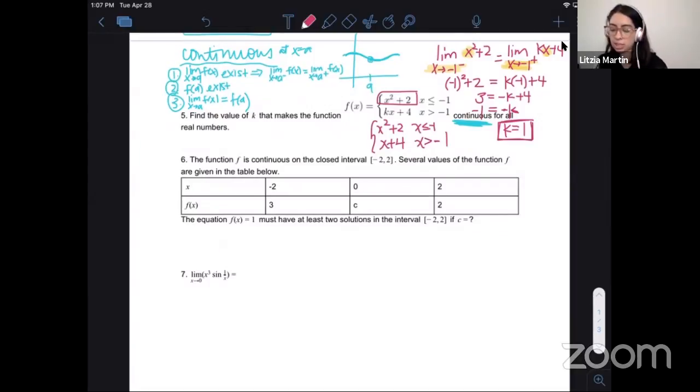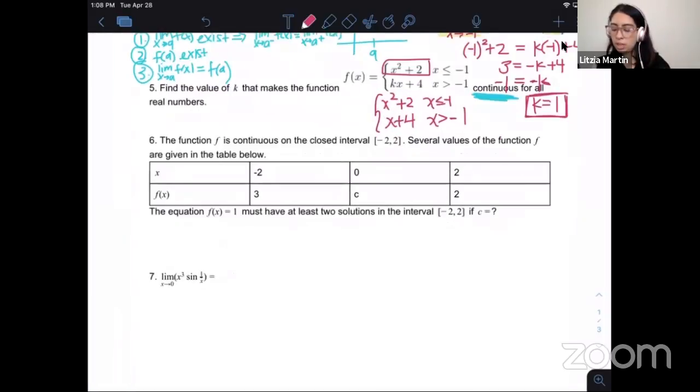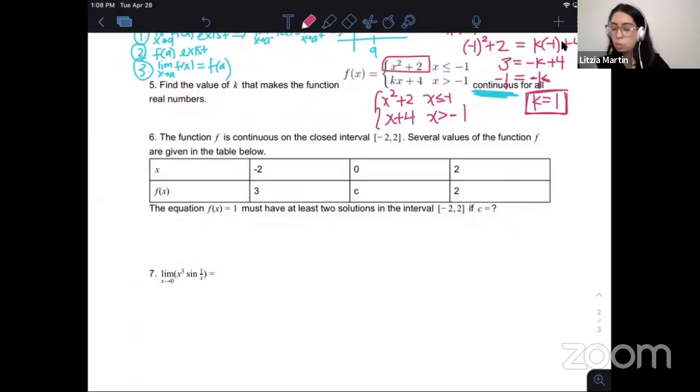Number 6 says the function f is continuous on the closed interval from -2 to 2. Several values of the function f are given in the table below. So we have a continuous function. That means there's not going to be any breaks or any holes. And there's the table. The equation f of x equal to 1 must have at least 2 solutions in this interval from -2 to 2 if c is equal to what value?